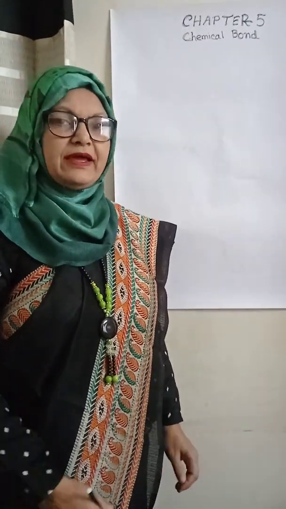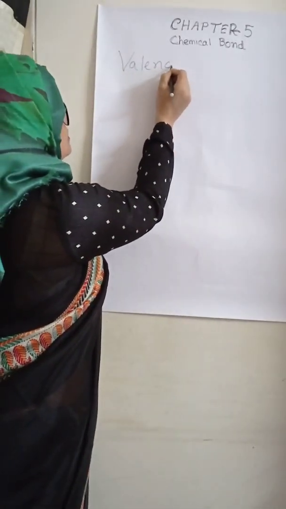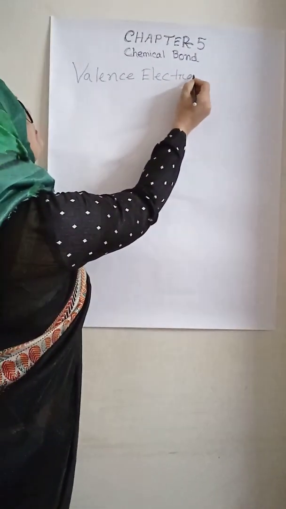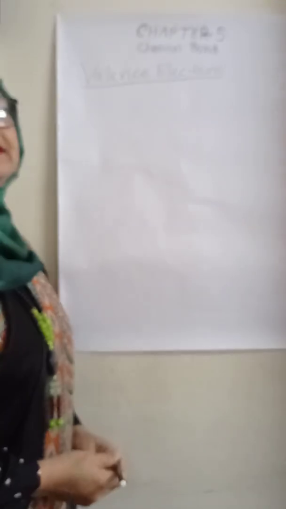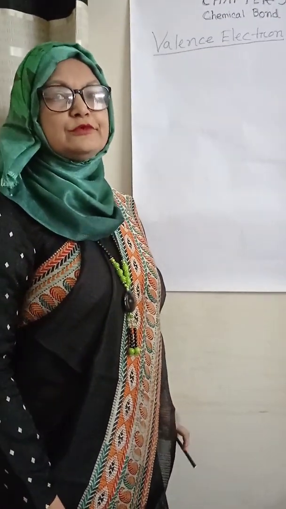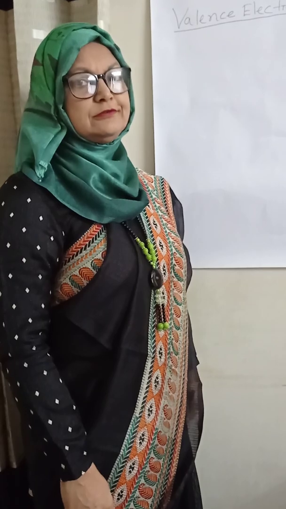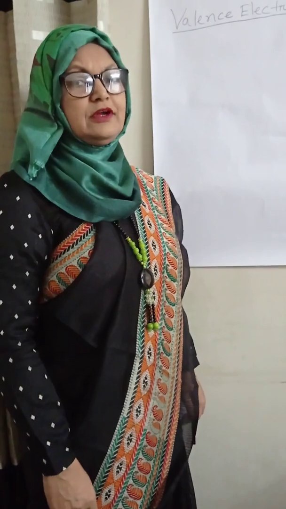Now, what is valence electron? Valence electron. The number of total electrons in the outermost energy level of an element is called valence electron. For example, the valence electron of nitrogen is 5 and the valence electron of oxygen is 6.